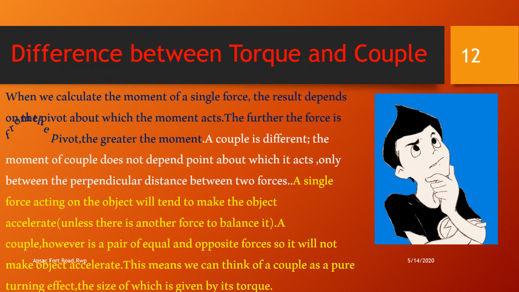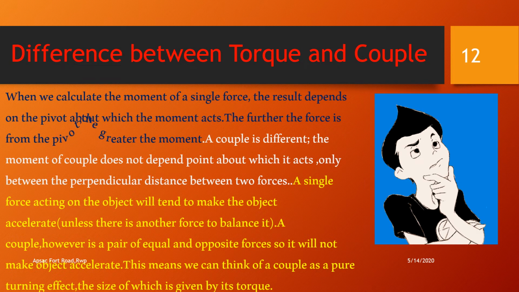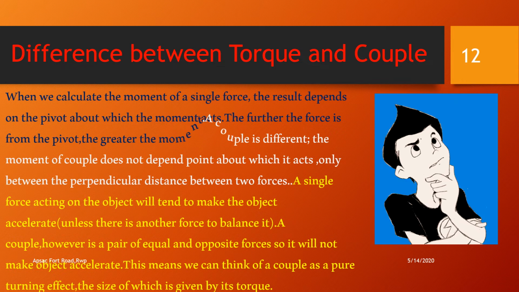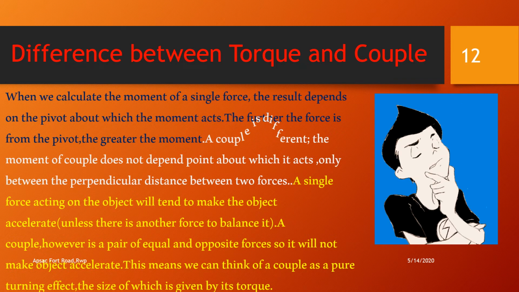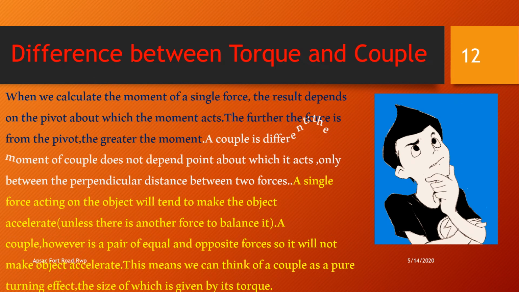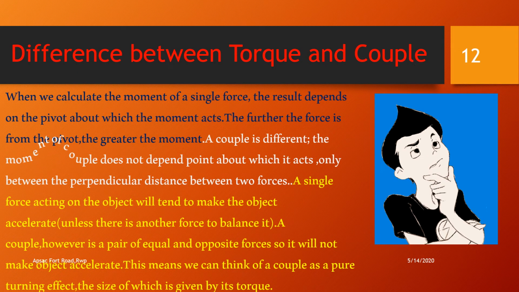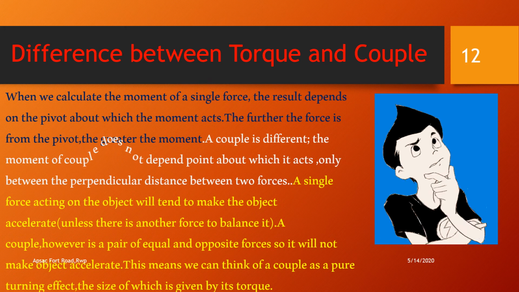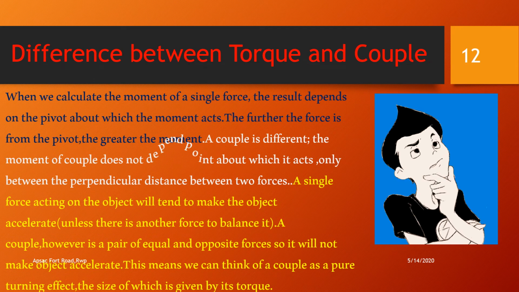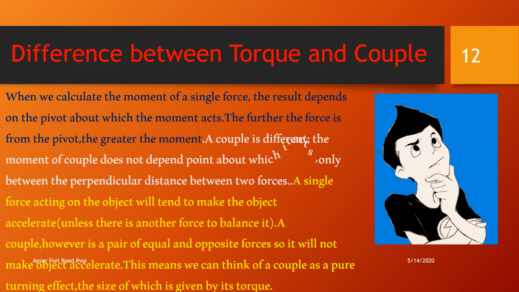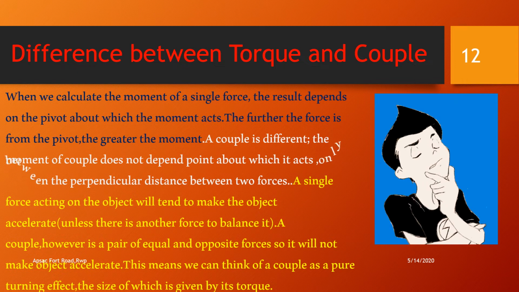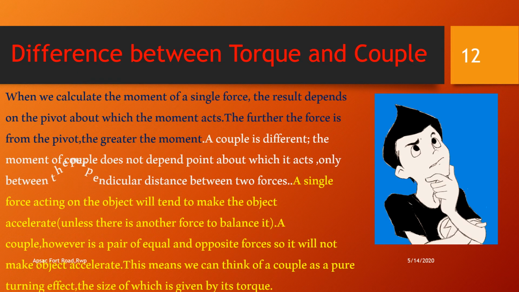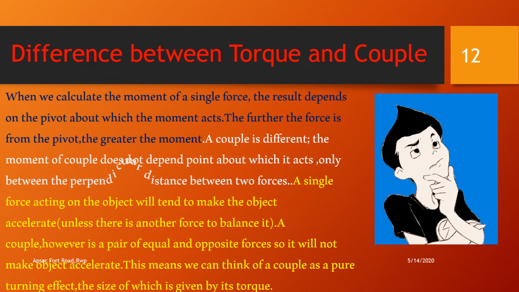However, the situation is different in the case of a couple. In the case of a couple, the moment of the couple does not depend upon the point about which it acts. It only depends on the perpendicular distance between the two forces. A single force, when it acts on a body, will try to make this body linearly accelerate, unless there is another force to balance it. A couple, however, is a pair of equal and opposite forces, so it will not make the object accelerate. This means that we can think of a couple as a pure turning effect, the size of which is given by the torque.